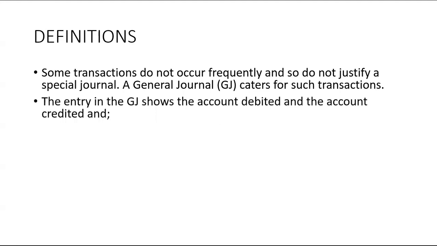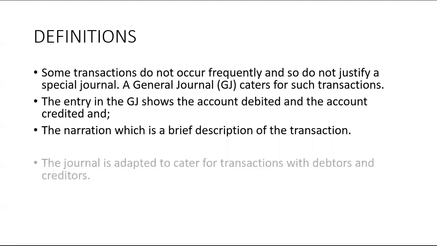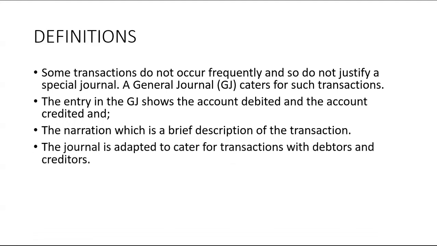The entry in the general journal shows the account debited and the account credited. At the end of the transaction, it will simply include a short description of the transaction, and that short description we call the narration. The journal is adapted to cater for transactions with debtors and creditors, and therefore we will have a column for debtors control and creditors control.